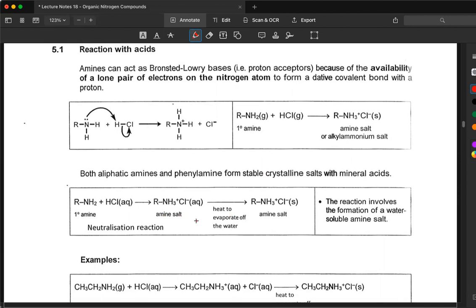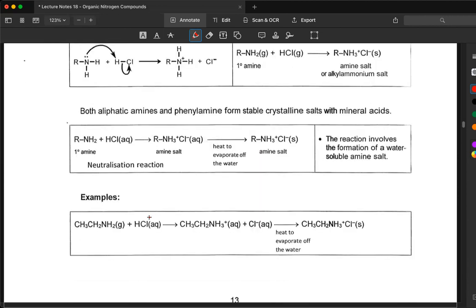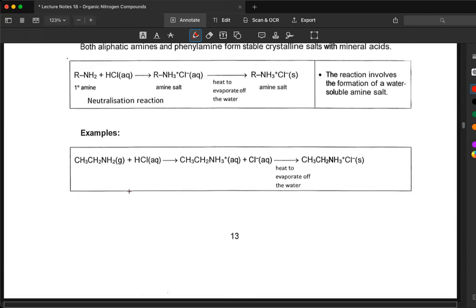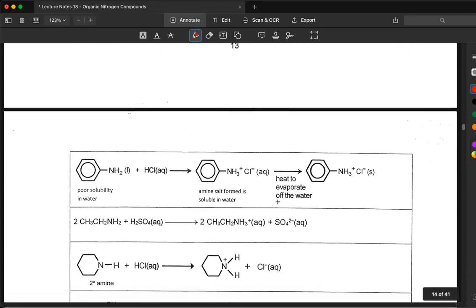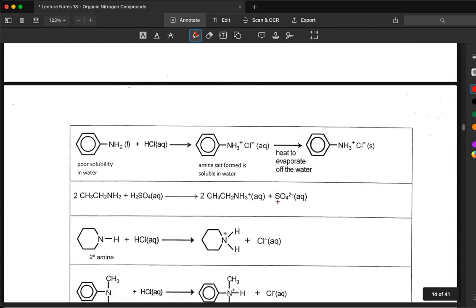So you can actually heat to evaporate off the water to form the amine salt. This is the neutralization reaction because amine is a base. More examples for your reference. The NH2 gets protonated, with Cl minus, and you can heat to remove the water to produce the crystalline salt. Although phenylamine is not soluble in water, upon reaction with acid, you can form a salt that becomes soluble.